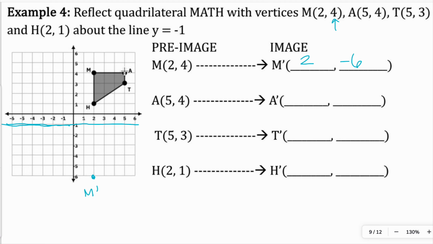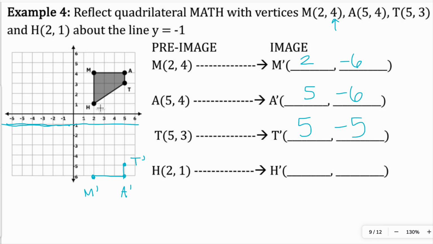Letter A is next. Letter A is also 1, 2, 3, 4, 5 away, so 1, 2, 3, 4, 5 on the other side. I'm going to go ahead and start connecting as I go. This new point for A prime is 5, -6. T is here, and that's 1, 2, 3, 4 away, so 1, 2, 3, 4 away on the other side, T prime. Connect that to A prime. T prime is at 5, negative 5.